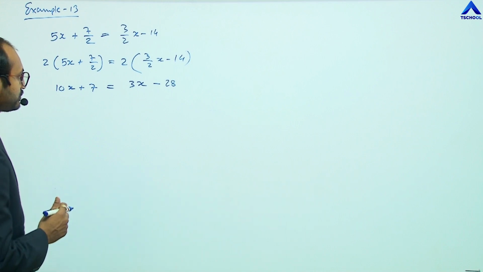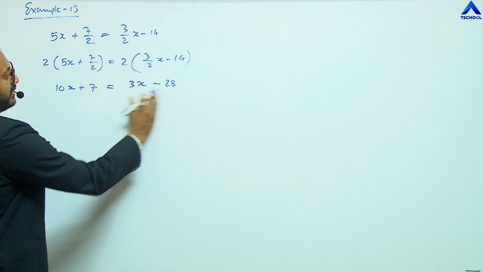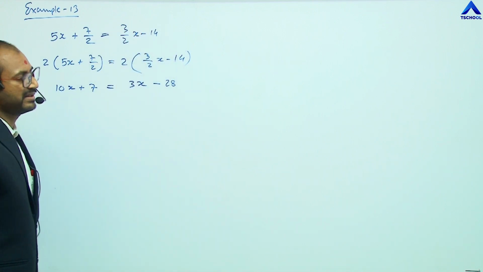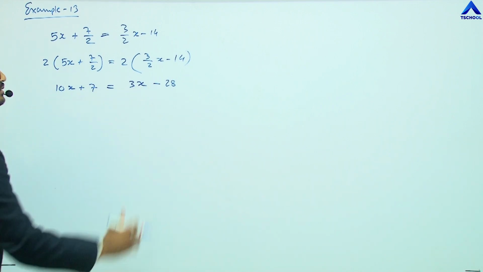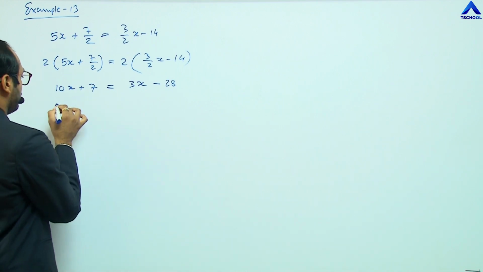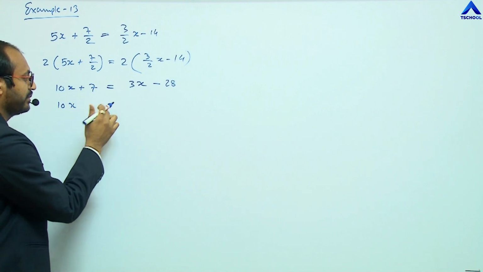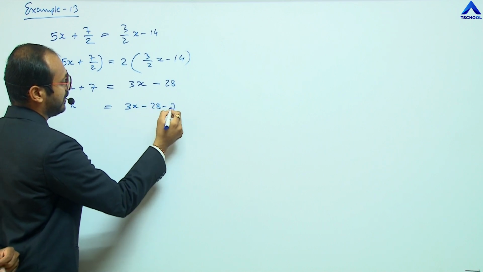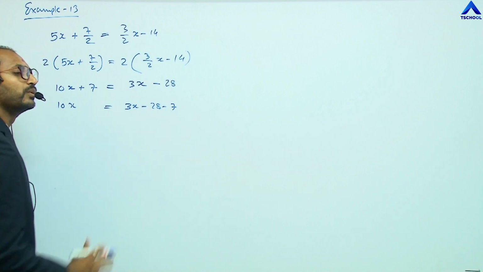Clear? Now this equation became simple instead of this one. This equation looked quite hard, but it is now simple. So let me subtract 7 on both sides. Here plus 7 minus 7 became 0, and here is 3x minus 28 minus 7 because we are subtracting 7 on both sides.